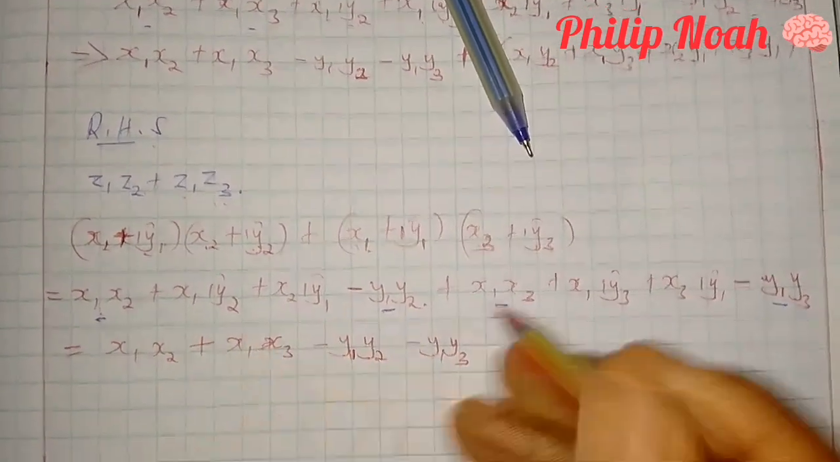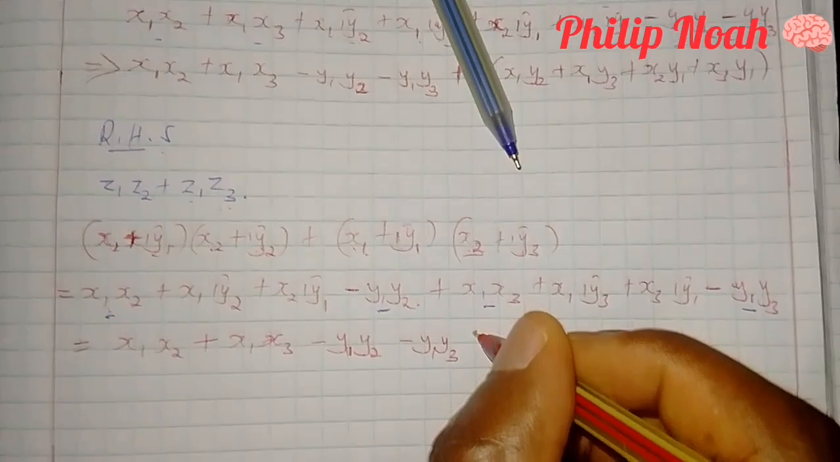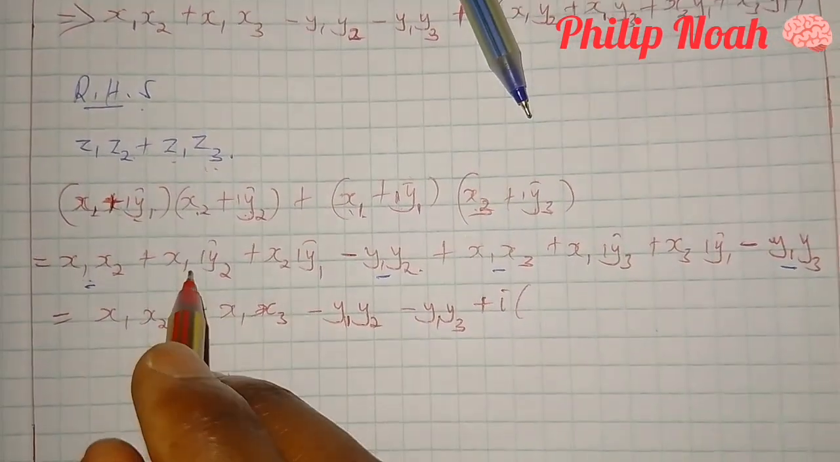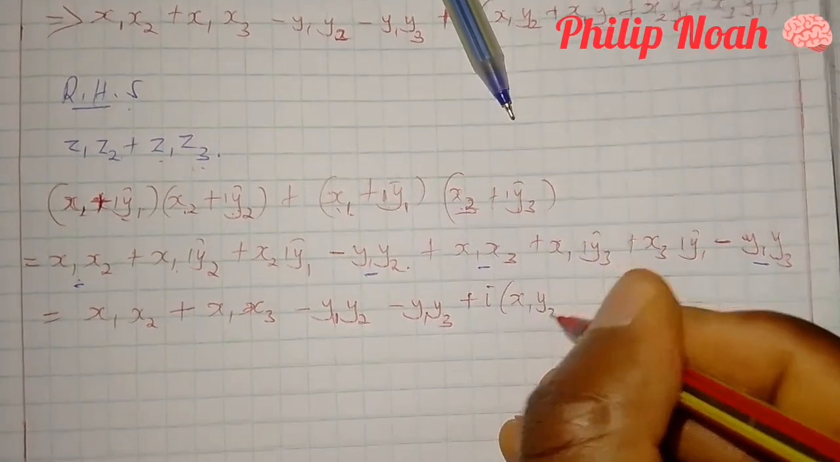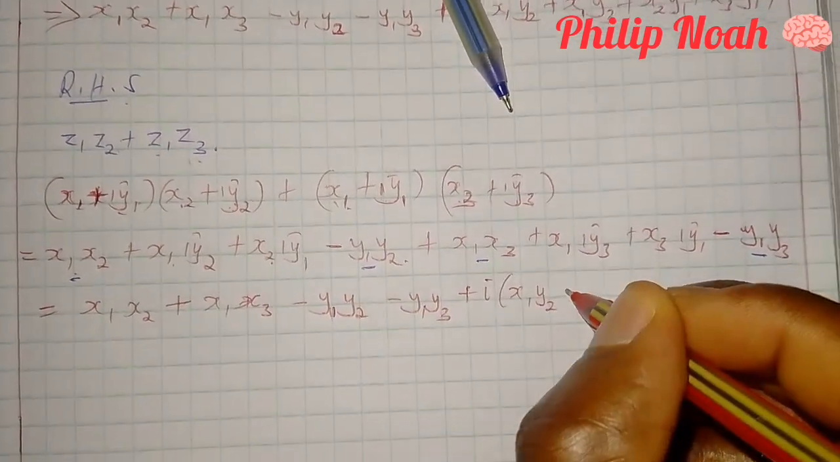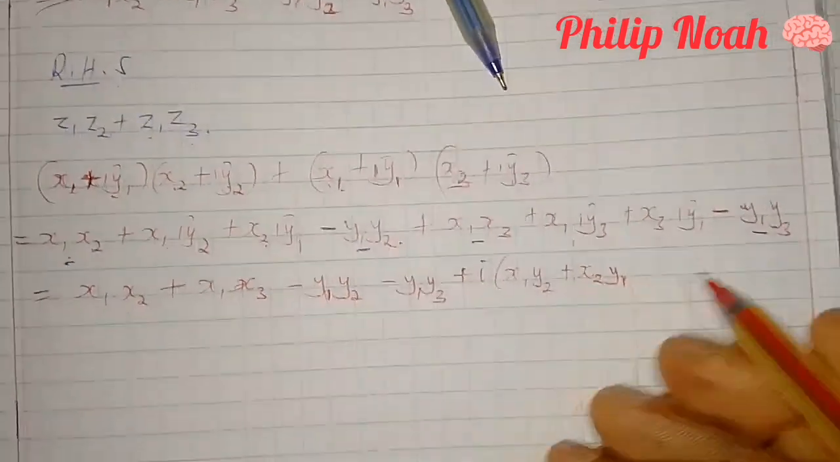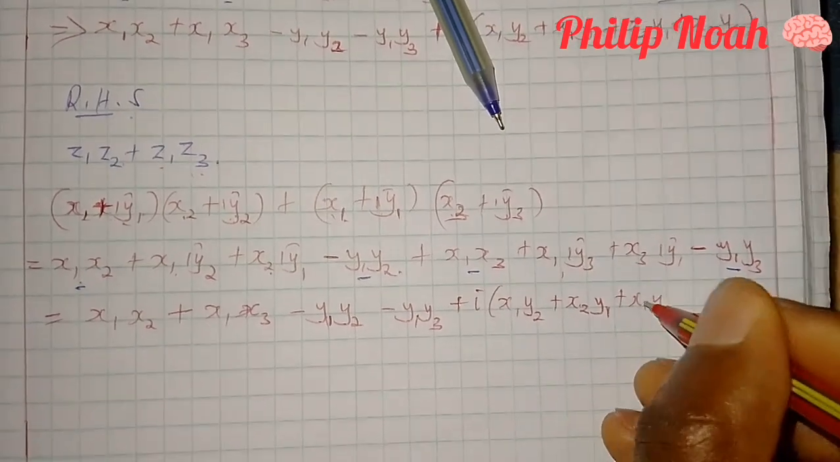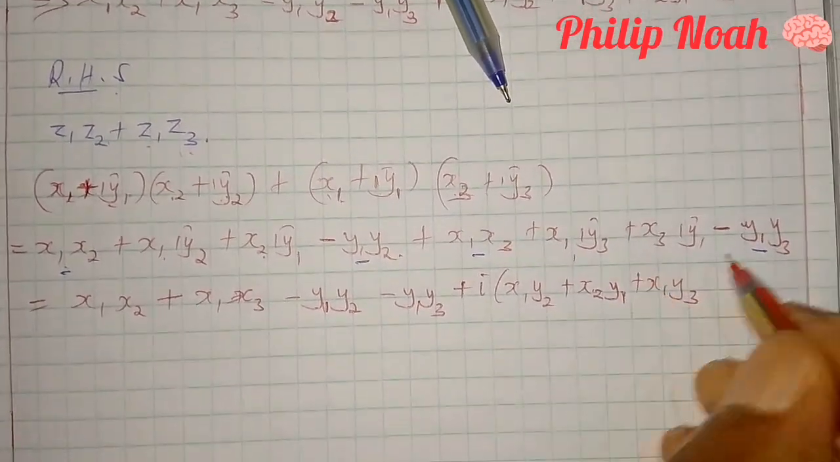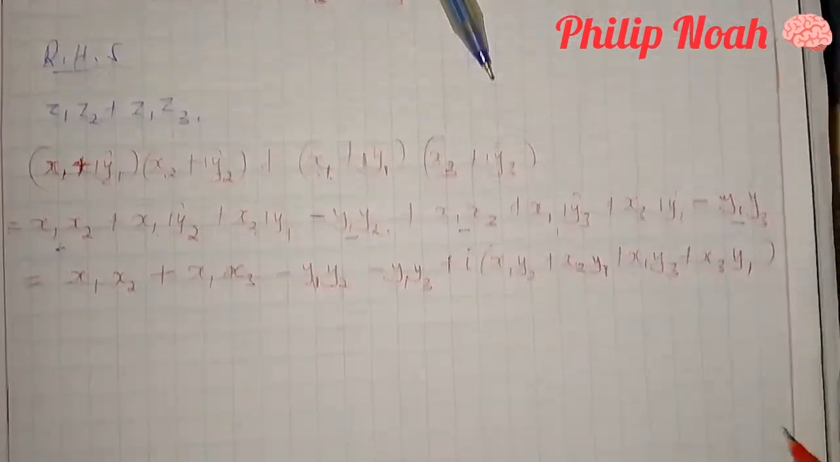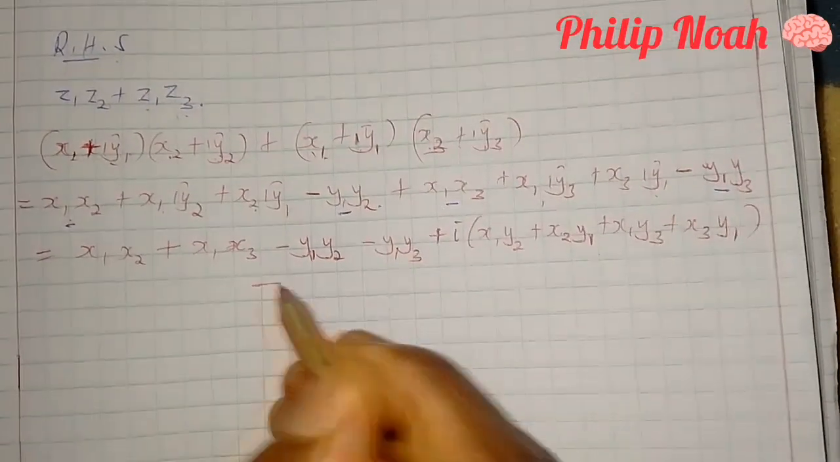You're done. So for i's, plus i, we can factor it out and say i into, have this one, x1 y2, have this, plus x2 y1, we have this one, plus x1 y3, we have this one, plus x3 y1. Okay, and we are done with this.